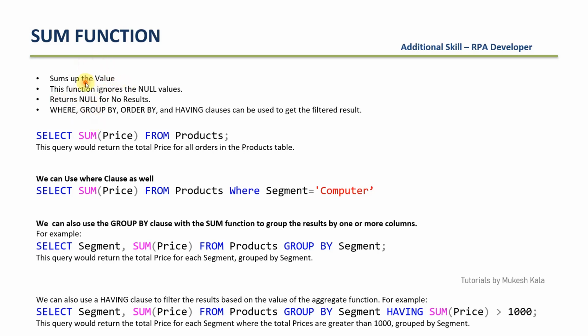Whenever you are using the sum function as a developer, you always have an option to use the where, group by, order by, and the having clause to get the filtered records, right? Now these are some of the queries which I have put in here. Don't get bogged down by looking into that. Okay, it's a lot of stuff. Don't worry, at the end of this video you will be pretty much comfortable writing all of this.